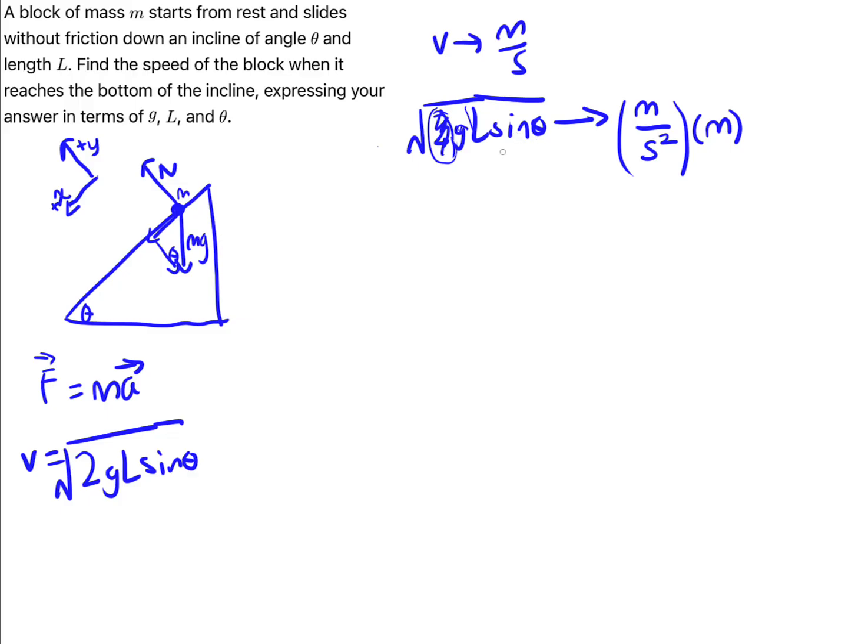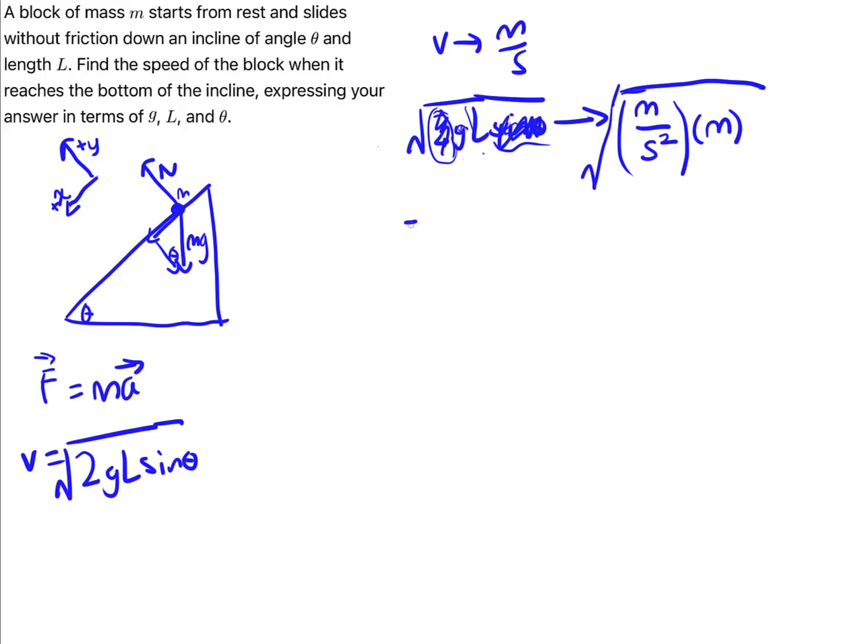And finally, we have sine of theta. So this might be a little tricky, but notice that theta is just a constant. It's sliding down an incline with a constant angle of theta. And so sine of theta really is just a number. It also has no units, so it's dimensionless, and we can ignore it as well. So the only variables with dimensions are g and L. And we carry the square root over as well.